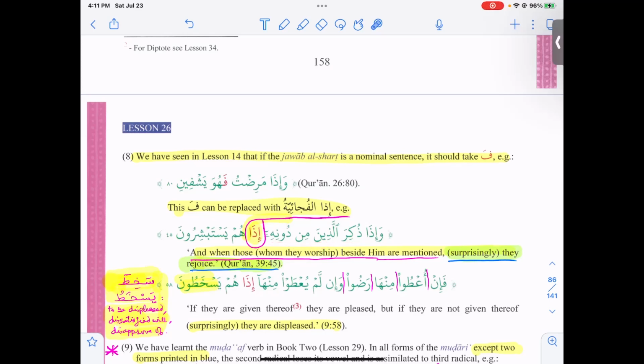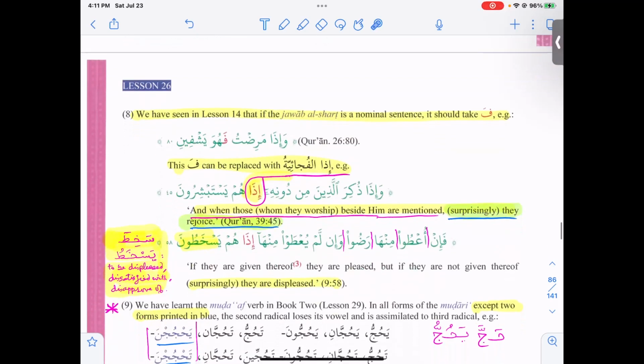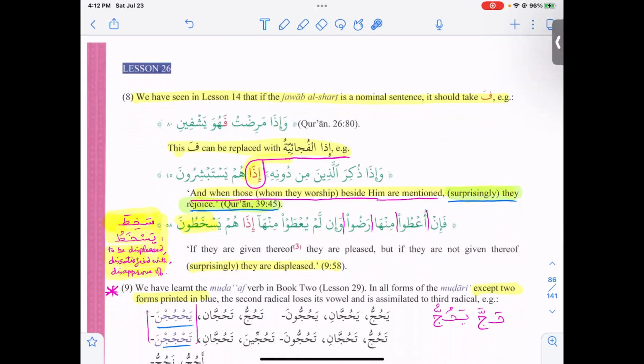Min dunihi, then iza. This Iza is Iza al-Fujaiyatu. When those whom they worship besides him are mentioned, surprisingly they rejoice. Iza hum yastabshiruna, they like it, they enjoy it. Now, brother, this is from Quran. We have to understand it perfectly, inshallah.